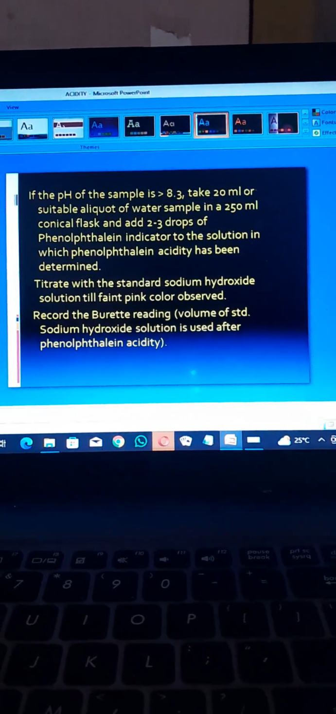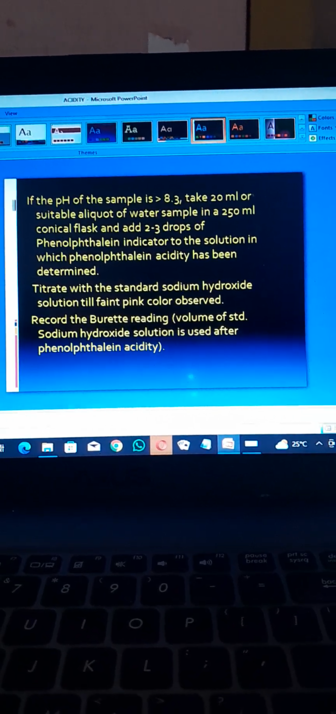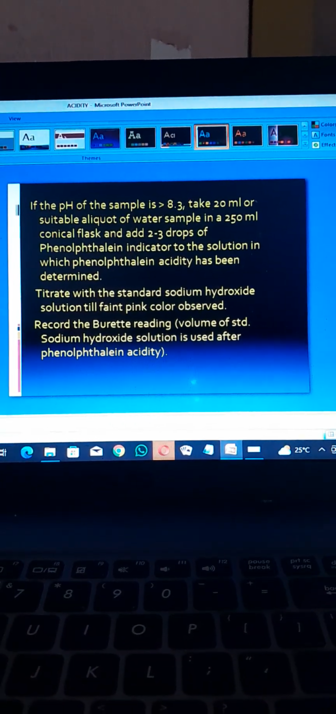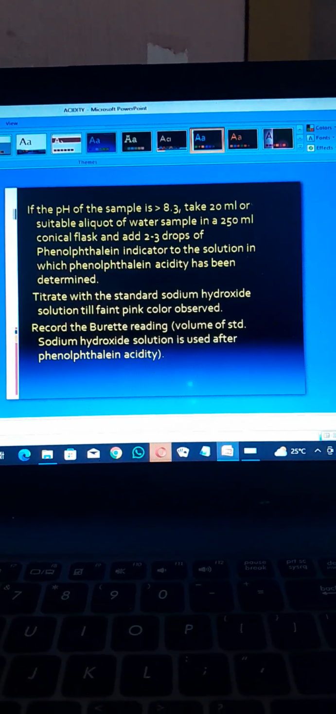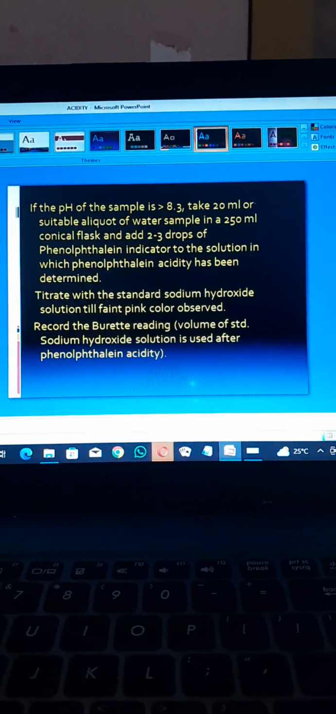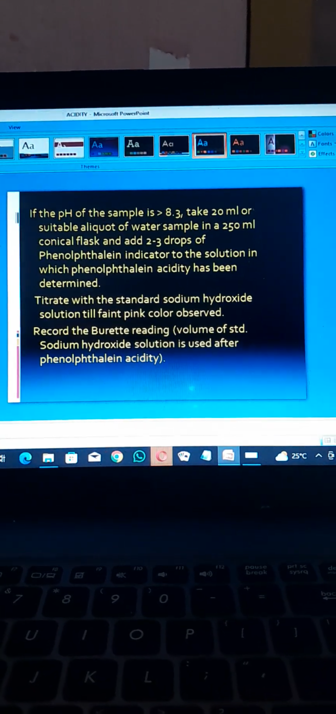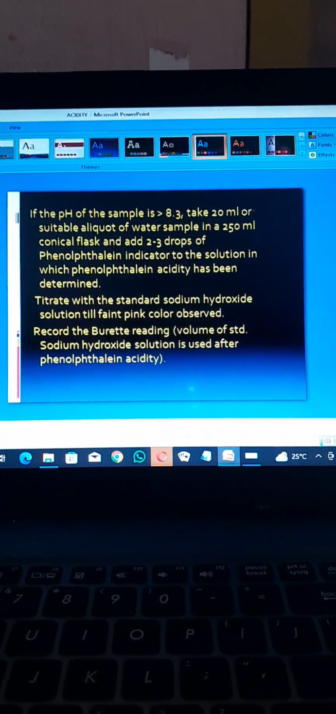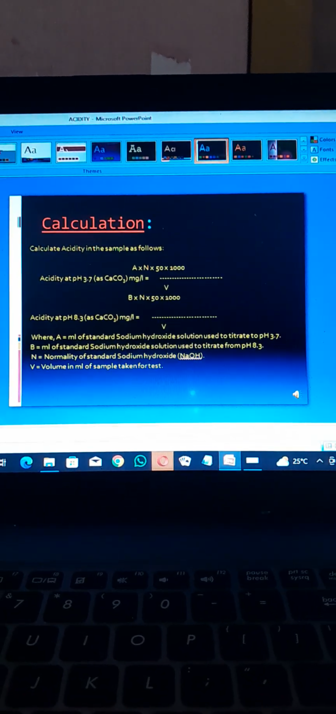Another case is if the pH of the sample is greater than 8.3, then take 20 ml of sample in a conical flask and add 2 to 3 drops of phenolphthalein indicator, by which phenolphthalein acidity is determined, and titrate with that standard sodium hydroxide solution till a faint pink color is observed, and record the burette reading for sodium hydroxide solution used for phenolphthalein acidity.